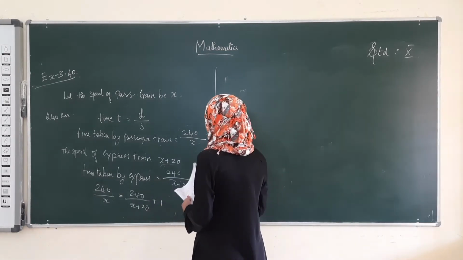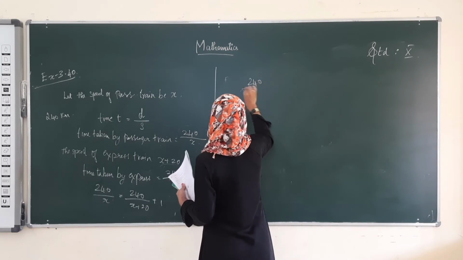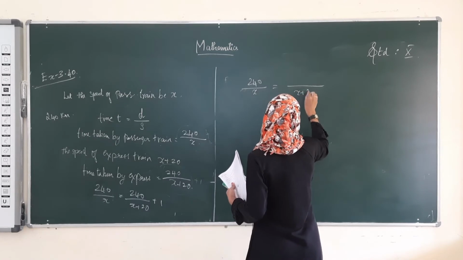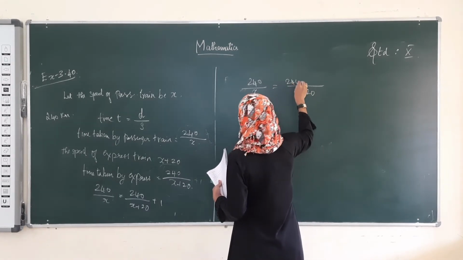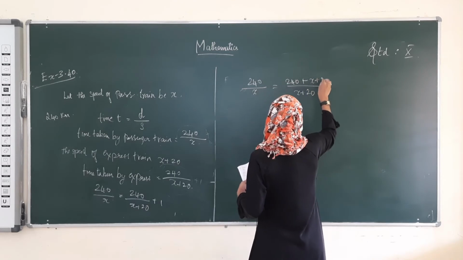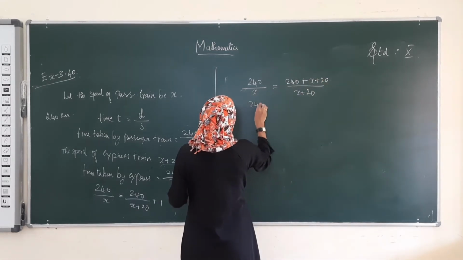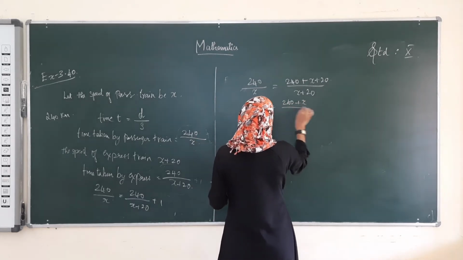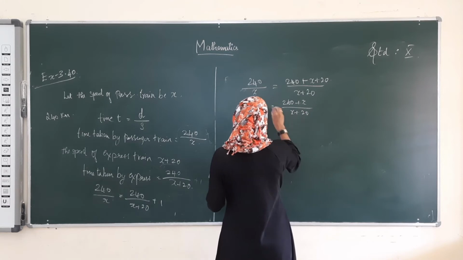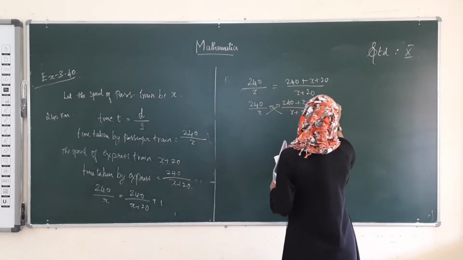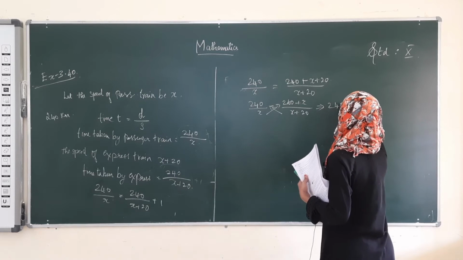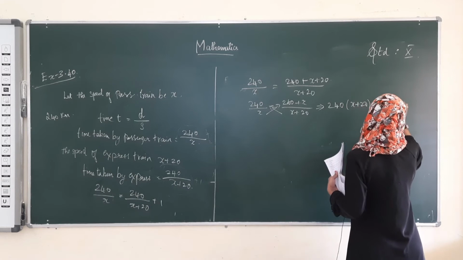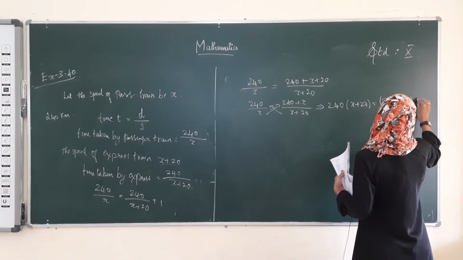Solve this now. Let 240 divided by x be equal to, taking the LCM, 240 plus x plus 20 over x plus 20. Okay, 240 divided by x is equal to 260 plus x divided by x plus 20. On cross multiplying, what we get? 240 into x plus 20 is equal to 260 plus x into x.